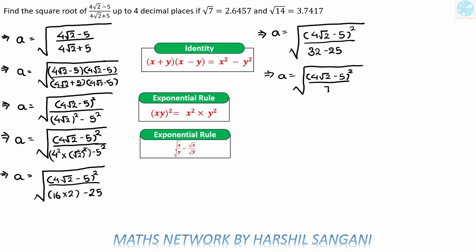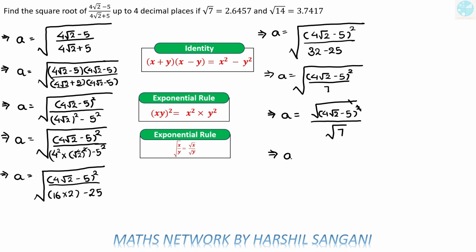Now we will use an exponential law that for any variables, the whole root of x upon y equals root x upon root y, meaning we distribute the root. So it will be A equal to the root of (4 root 2 minus 5) whole square in the numerator and root of 7 in the denominator. Here the square and the root will get cancelled, but we see that in the denominator we have root 7, which is an irrational number, and we cannot have an irrational number in the denominator. So now to rationalize the denominator, we will multiply the numerator and the denominator both with root 7.